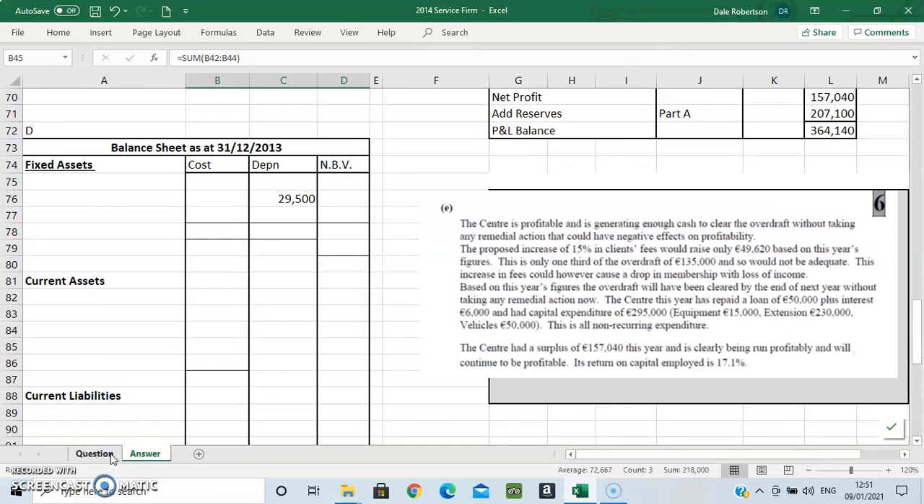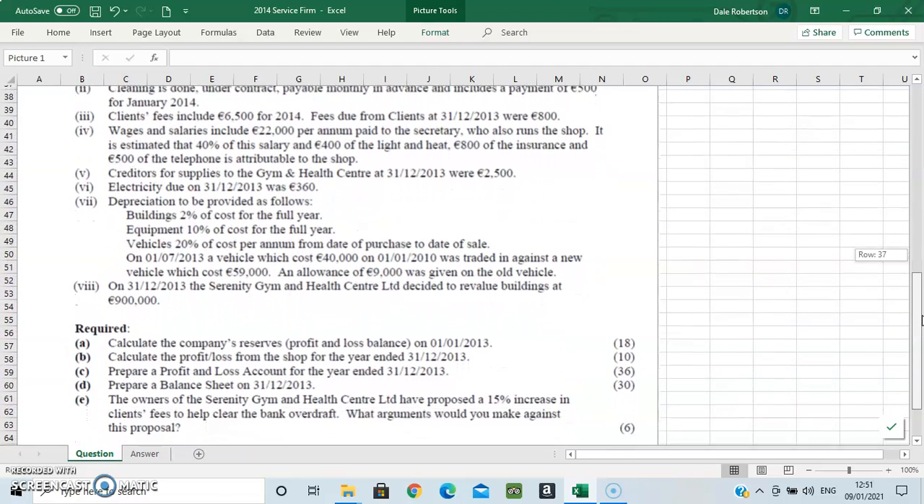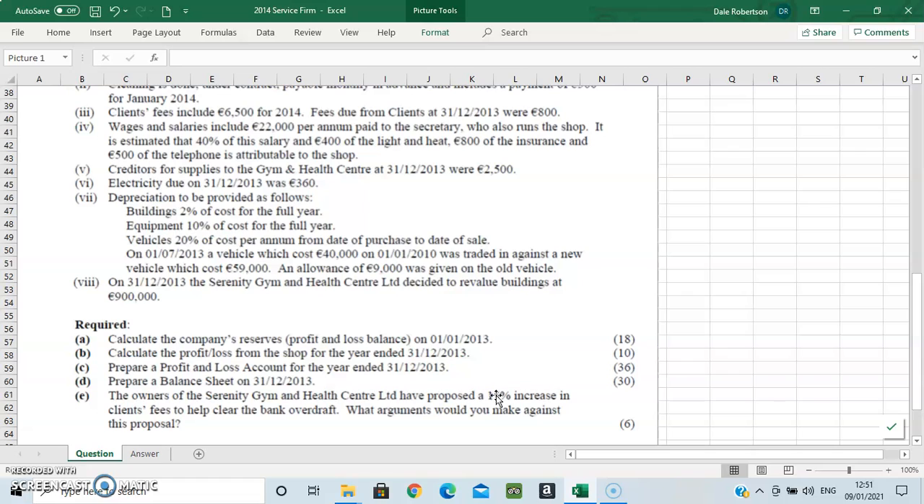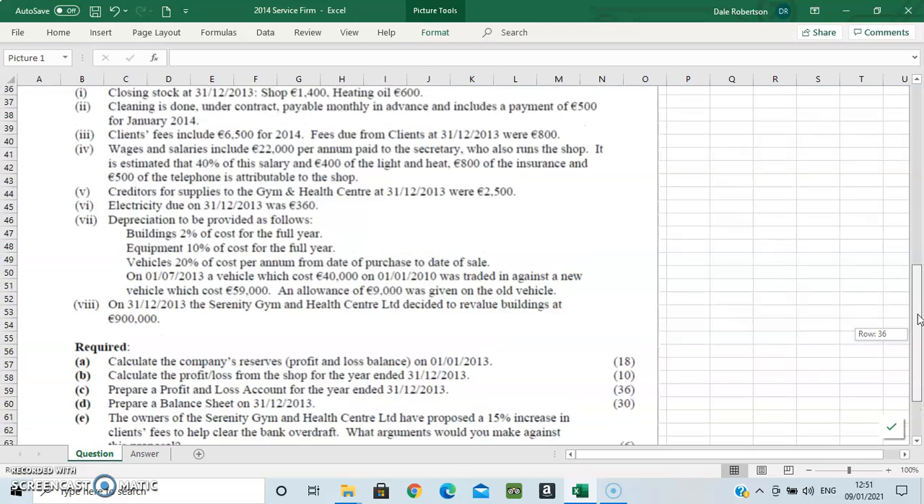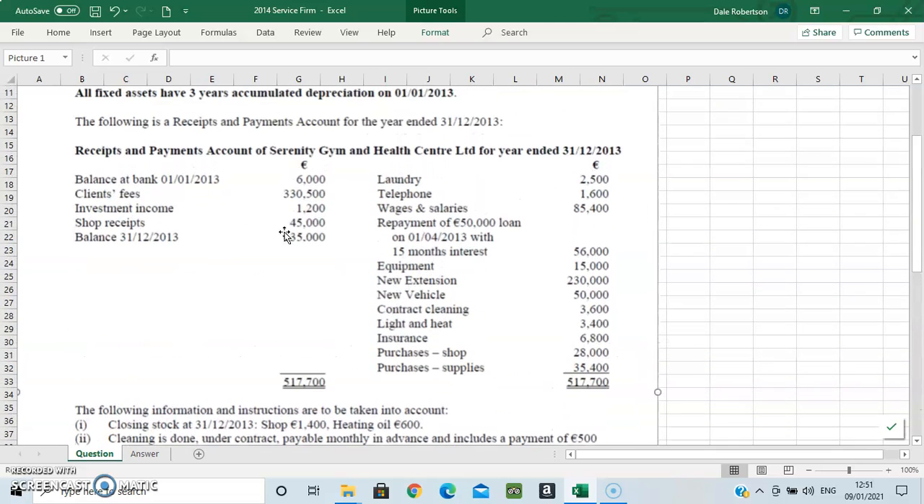We'll just have a quick look at the theory. Remember the theory question. It said the owners have proposed a 15% increase in clients' fees to help clear the bank overdraft. What arguments would you make against this proposal? So they're looking to put up their fees to clear the bank overdraft. They have a significant overdraft here of 135,000. However, the answer is going to refer to the fact that we should look at some of these non-recurring expenses.